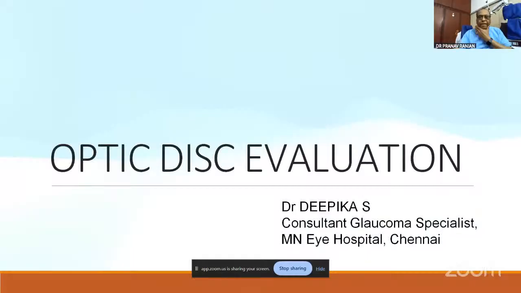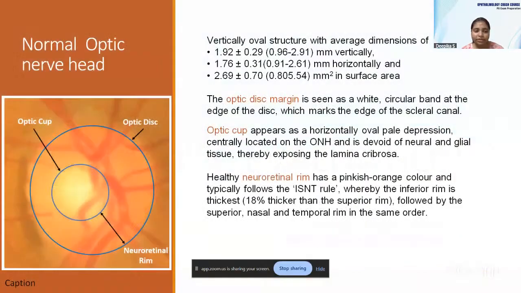Okay. So good evening, everyone. Today I'm going to talk about one of the important topics in glaucoma evaluation, which is optic disc evaluation. Clinically, how do you examine the optic disc and say whether it is glaucoma or not? It is especially important in cases of normal tension glaucoma, where the IOP is still normal, and only the disc can give you a clue whether it is glaucomatous or not, so that you can advise further evaluation and confirm the diagnosis.